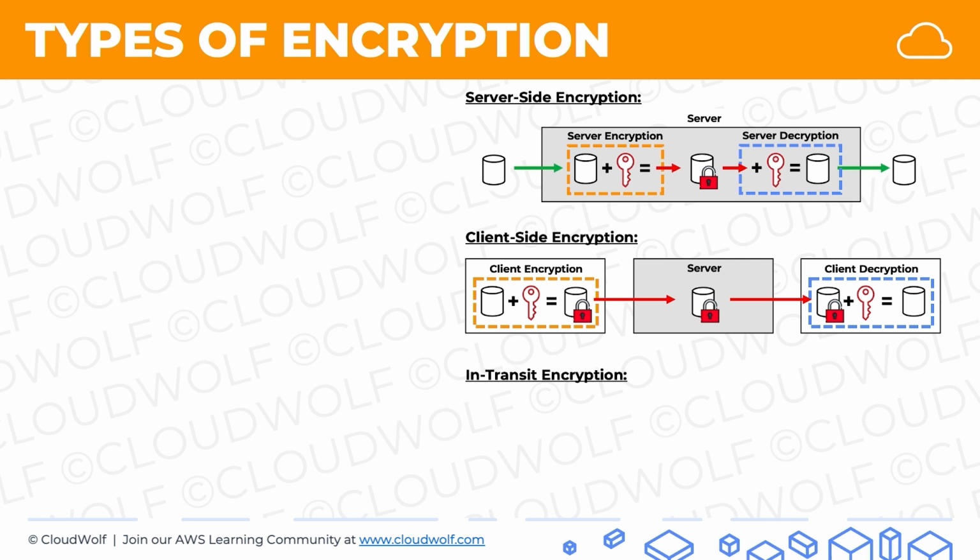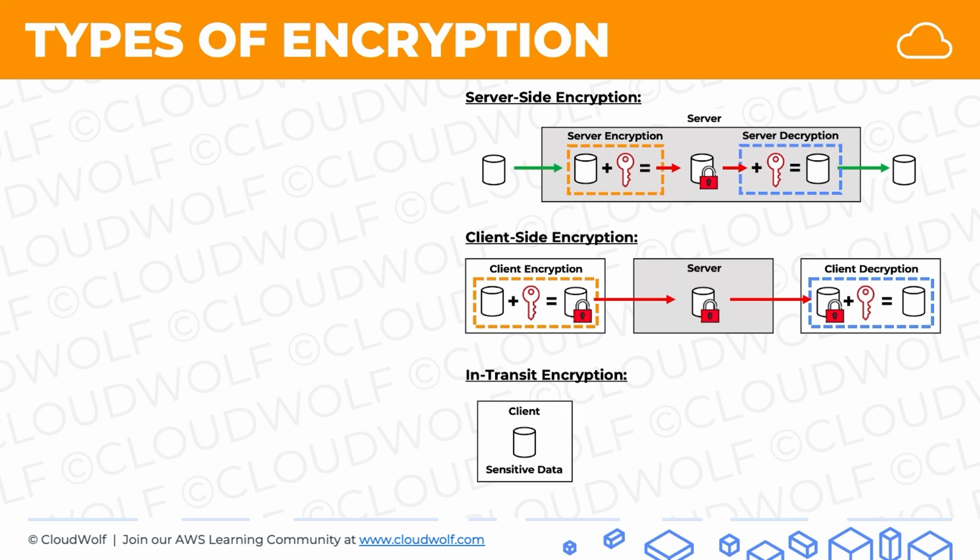Now, the third type of encryption is called in-transit encryption. This type of encryption is designed to protect data when it's moving through the internet, and typically uses the Transport Layer Security, TLS, or Secure Sockets Layer, SSL, protocol. So whenever you hear those keywords on the exam, TLS or SSL, it is likely related to in-transit encryption.